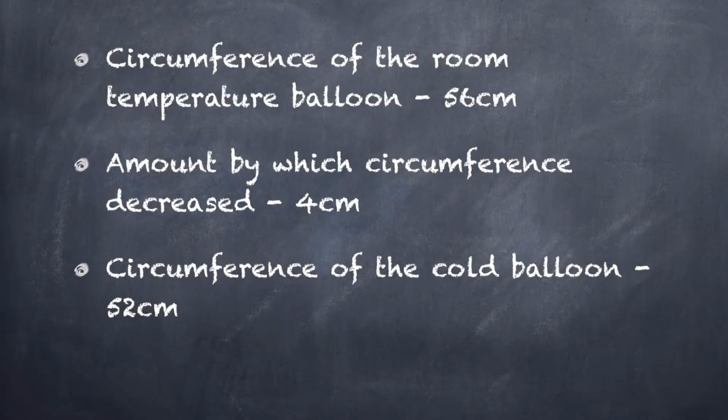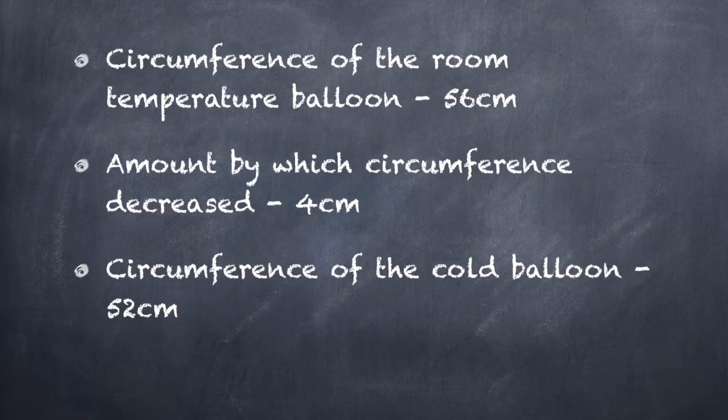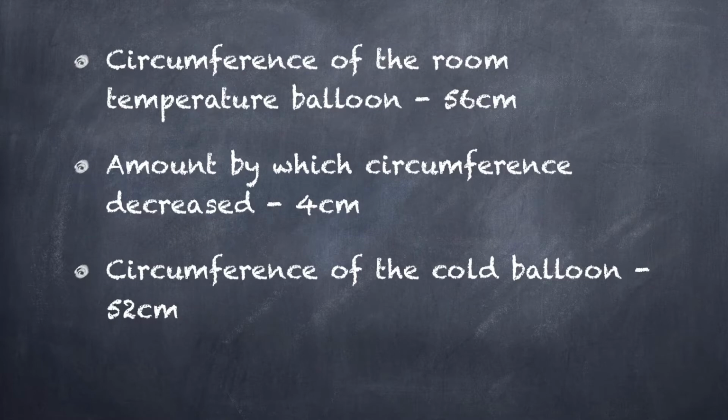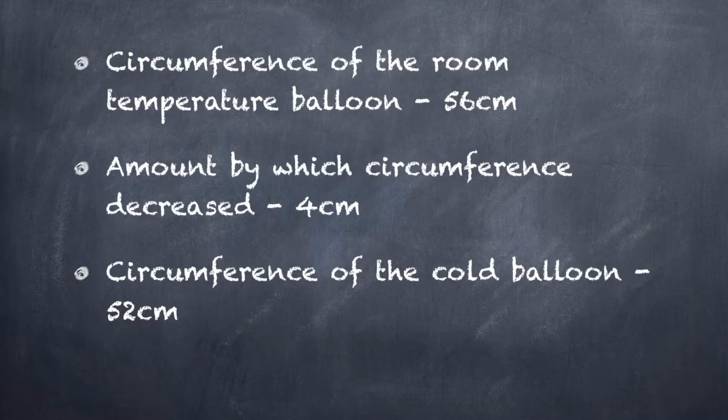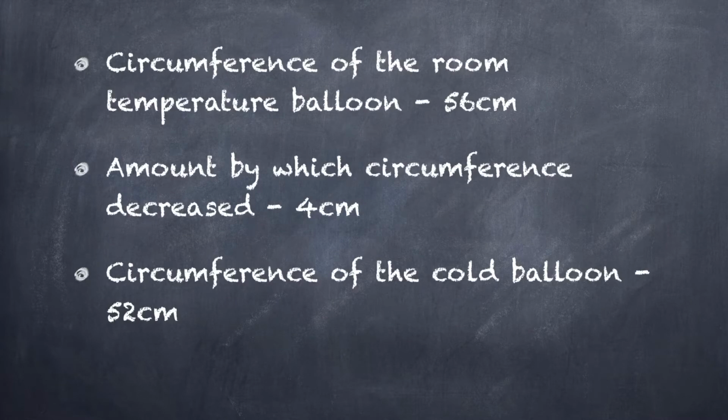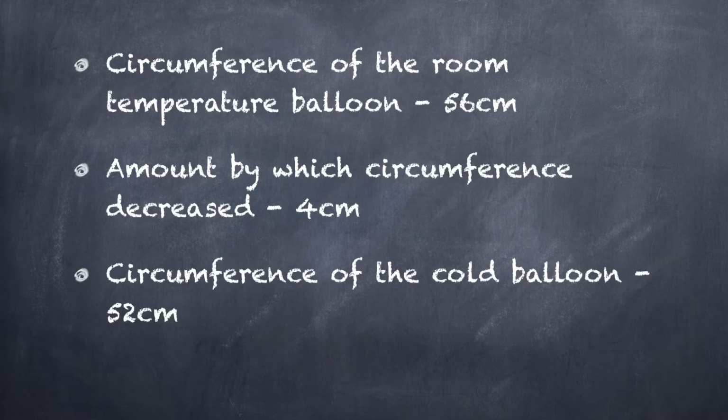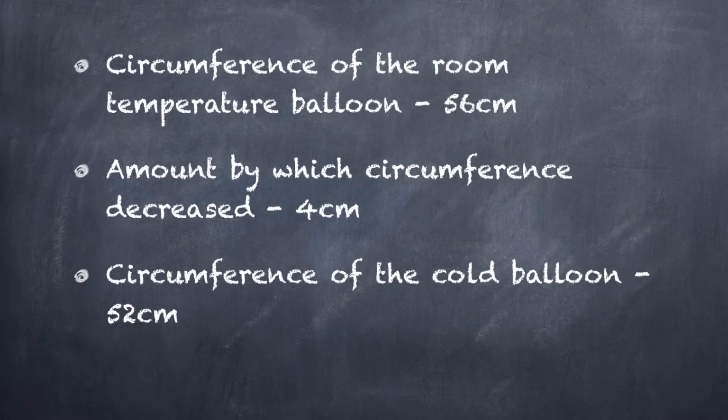So that brings us to the equations part of this experiment, and the first thing we did was to find the circumference of the room temperature balloon, and that was done by just measuring the length of the entire piece of string, and found to be 56 centimeters. Then we measured the amount by which the circumference decreased by measuring that part from where I marked to the end of the string, which was 4 centimeters. Subtracting the 4 centimeters from the 56 centimeters gave us the circumference of the cold balloon, which came out to be 52 centimeters.